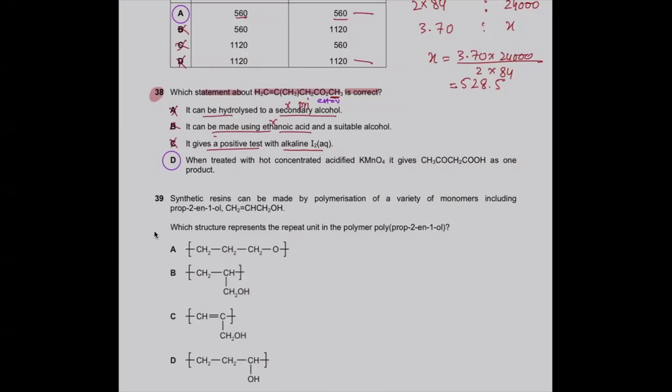So if you recall, the total number of stereoisomers is 2 raised to the power n times 2 raised to the power n, where one n is the number of carbon-carbon double bonds and the other is the number of chiral centers. So 2 raised to the power 1 is 2, and 2 raised to the power 2 is 4. So 4 times 2 is 8. A, B, and C are wrong, and D is the correct answer.